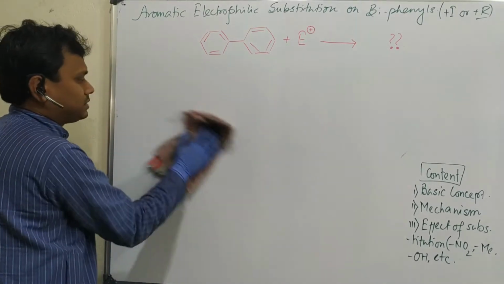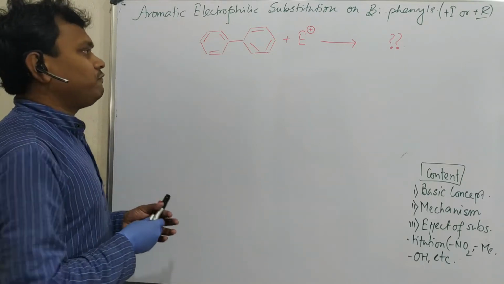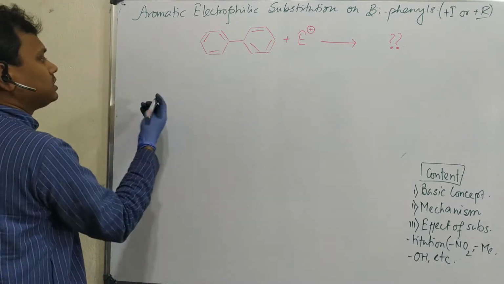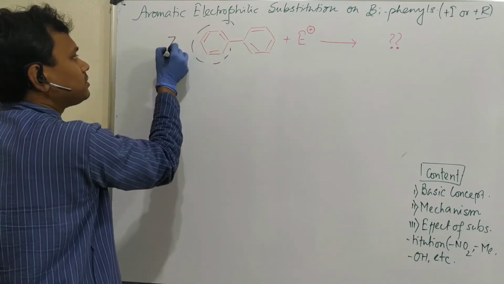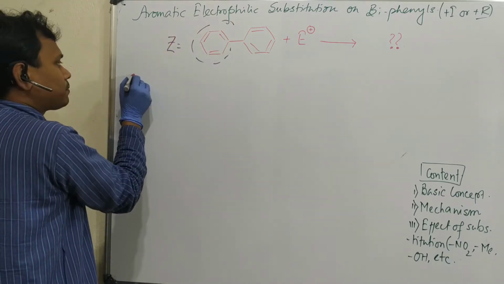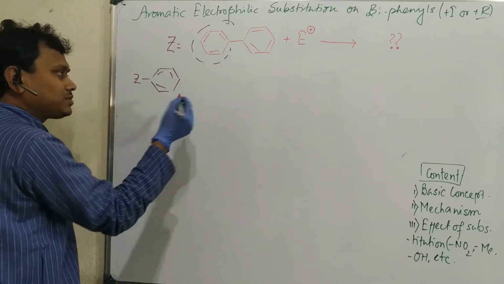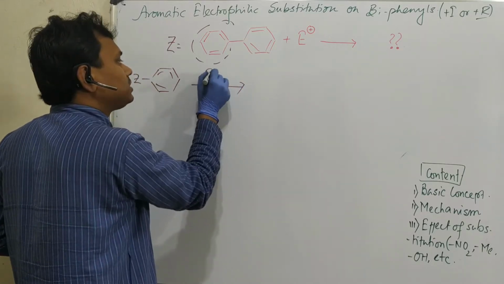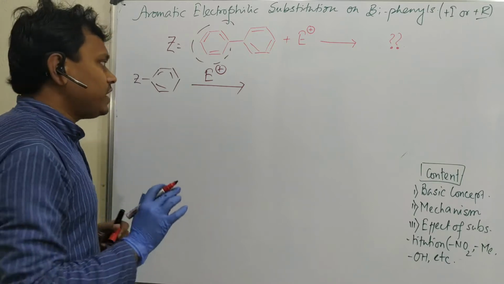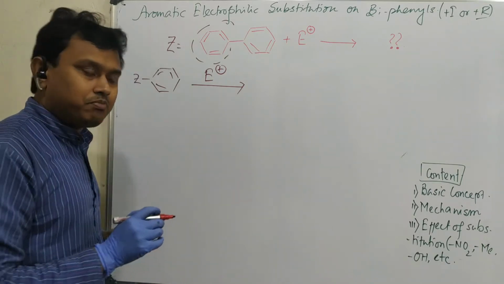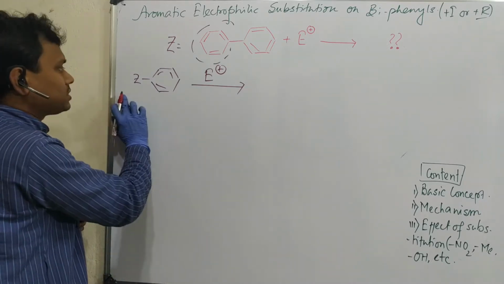Now let's go inside. Before going to details, I will give you a very fast idea about this. Let's consider one part, this, as a Z. Now the system will look like this. Why am I doing this? To make the situation a little simple. I described the basic concept of the mechanism of electrophilic aromatic substitution in the previous video, so I am just giving a very fast understanding here.